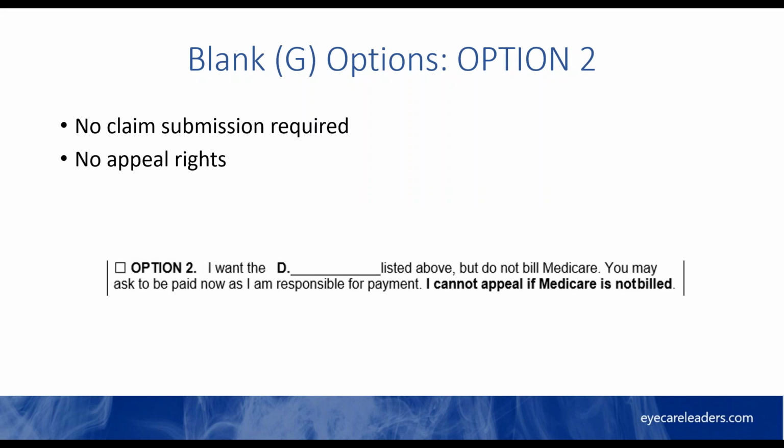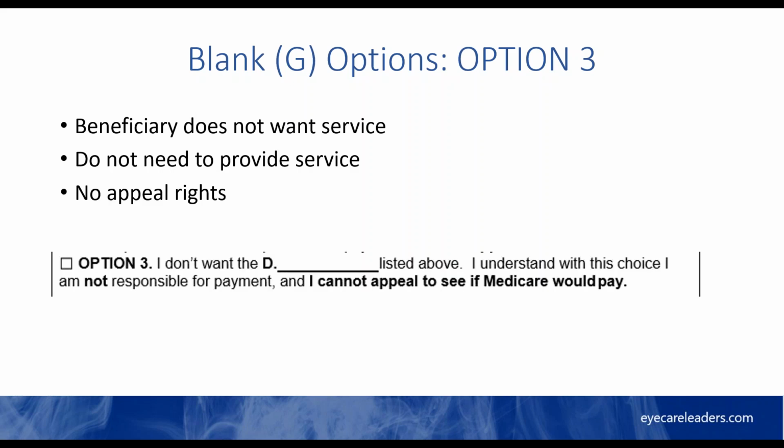Option 2, the beneficiary may select this option if they want to receive the service but want to pay out of pocket. It is important that the beneficiary understand that no claim should be filed with Medicare and no appeal rights are afforded. Option 3 should be selected when they do not want the service. So a patient says they do not want the service. You do not need to provide the services, but it is important to understand that there are no appeal rights when selecting option 3.